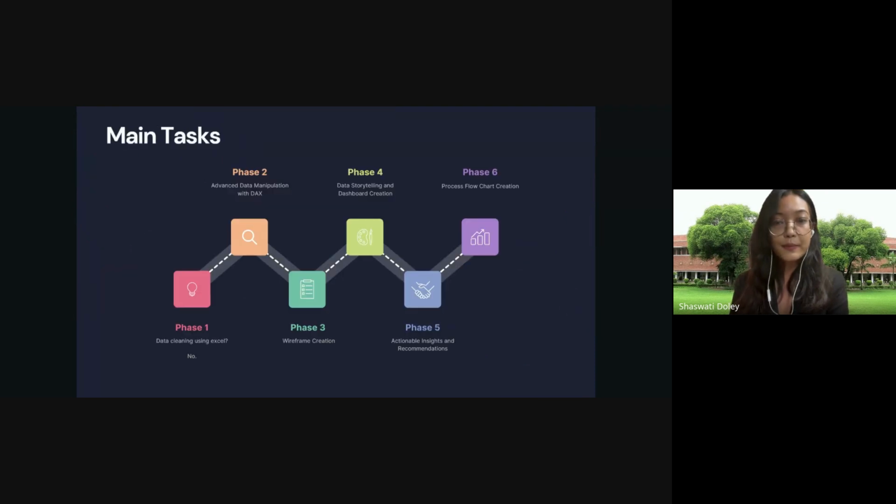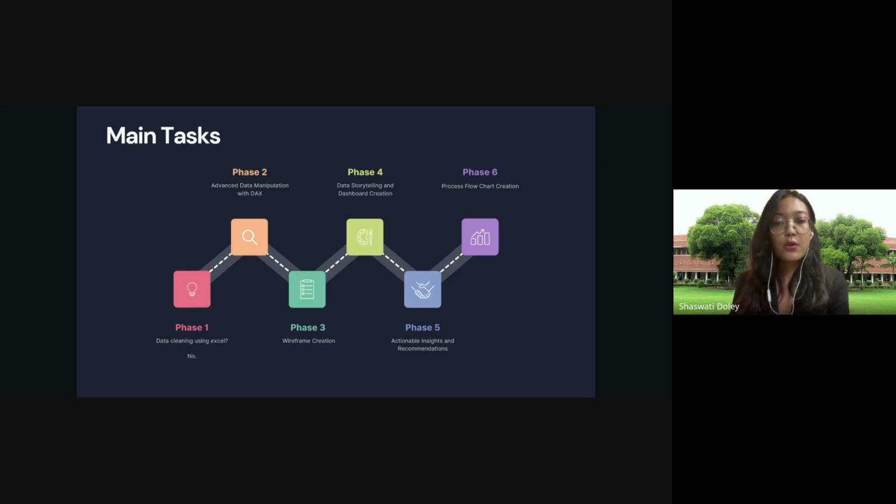Next slide, please. The main tasks that we were assigned were that first we were given the Excel sheet. Now, did we use Excel for data cleaning? Well, no, we actually used Power Query because it also helps in data cleaning and reduces error handling. Secondly, in phase 2, we used DAX to manipulate the data by creating different columns like profit margin, sales.